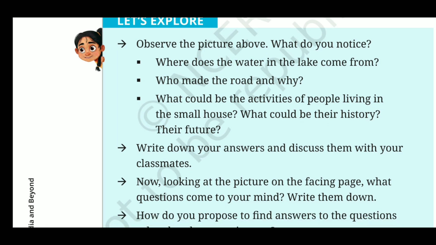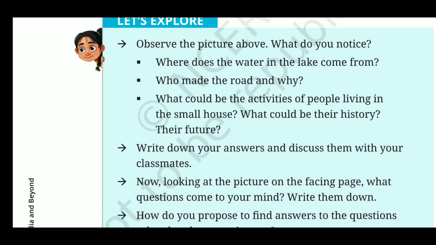What could be the activities of people living in the small house? The activities that can be carried out by people living in the small house are: they can perform agriculture, they can do fishing, they can work in NCERT. What could be their history? They could be the tribal peoples of that area who were residing there since the beginning. Their future depends on their decision.